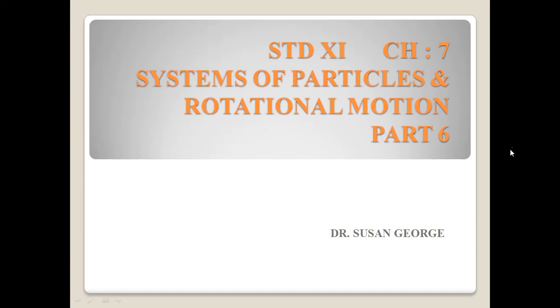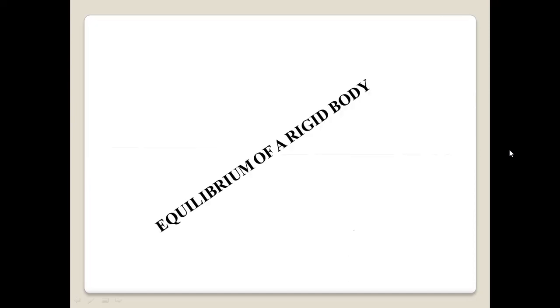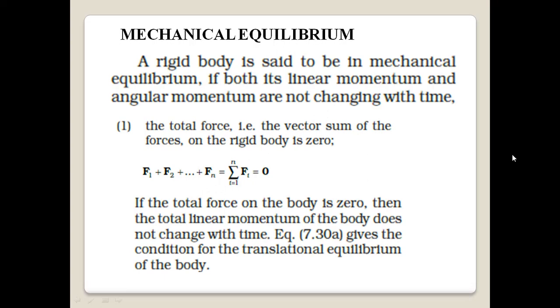So today we will study about equilibrium of a rigid body. So, what is a rigid body? A rigid body has a perfectly definite and unchanging shape, and the types of equilibrium a rigid body has, we will study about that. So we are going to discuss about mechanical equilibrium. So a rigid body is in mechanical equilibrium if both its linear momentum and angular momentum are not changing with time. Now let us take it one by one.